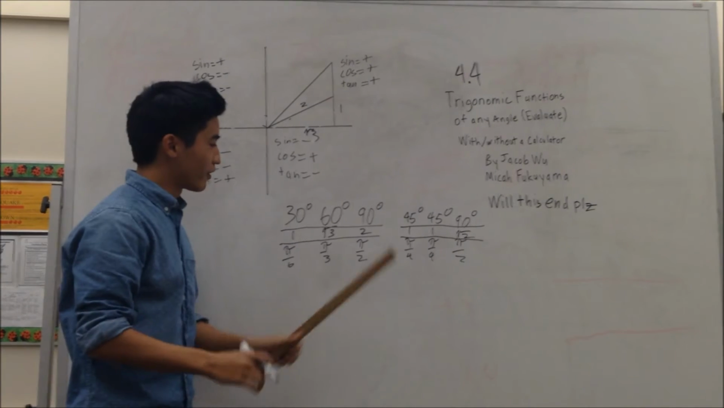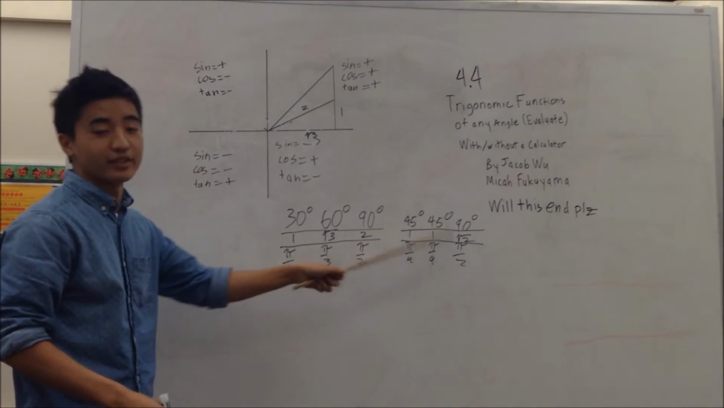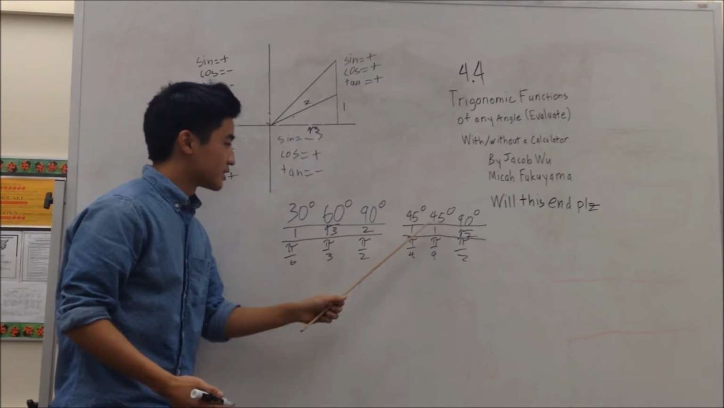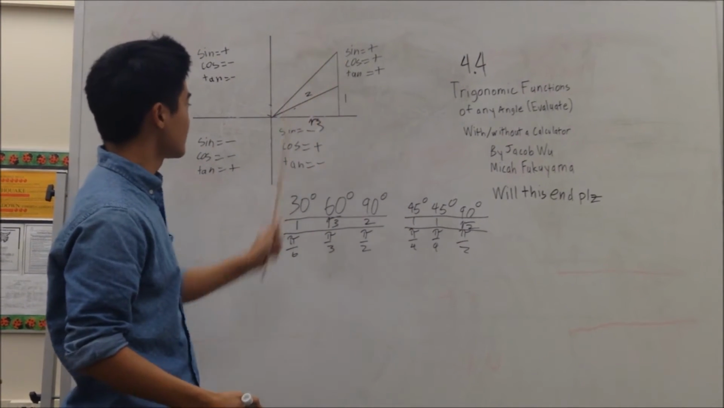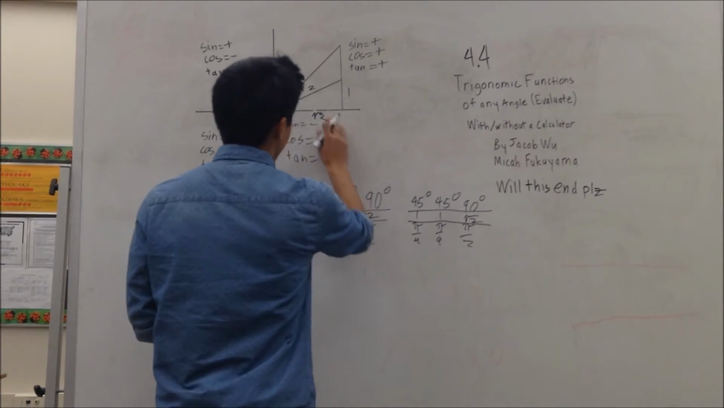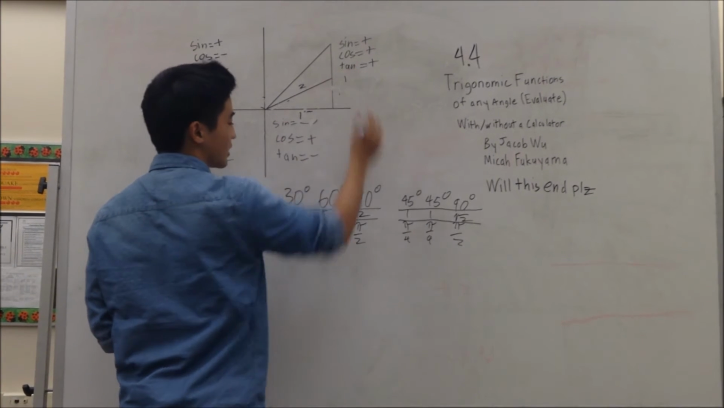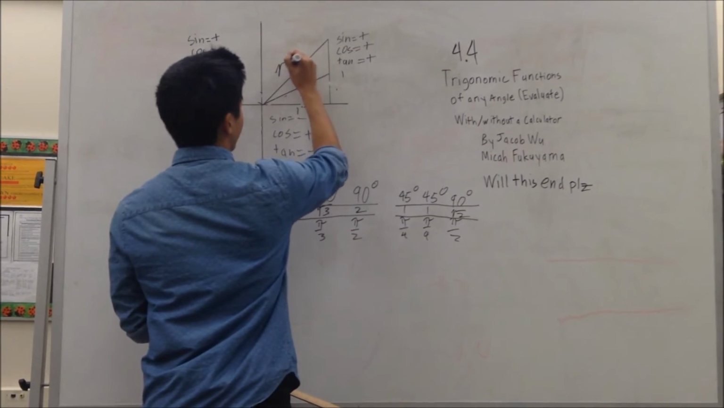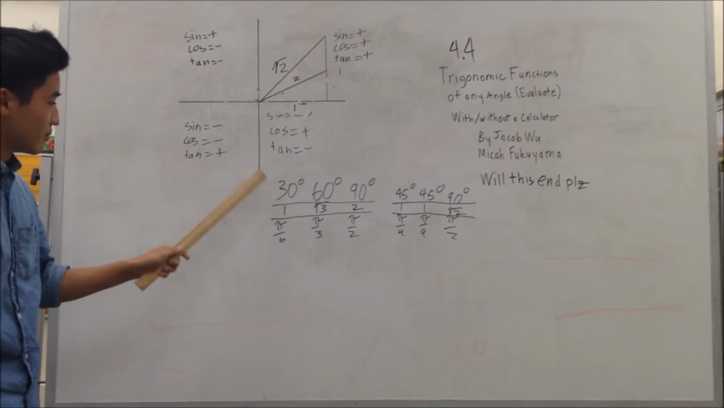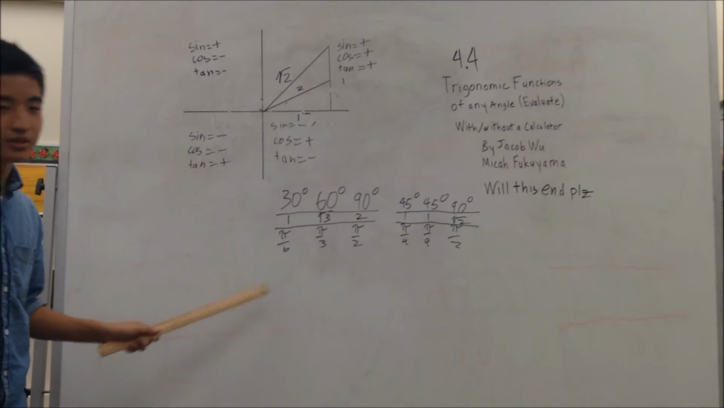Alright, so for a 45, 45, 90 triangle, it's pretty much the same concept, except they have different lengths. We have these two 45 degree angles, so this is going to be 45, 45, 1, 1. Now we have our 90 degree angle, which is going to be radical 2. This is the radian measure of these angles right here.